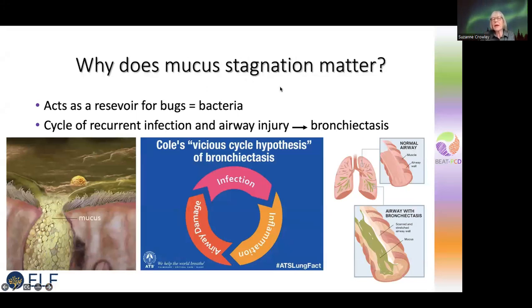Now, the reason why stagnation or pooling of mucus in the airways matters is because it acts as a reservoir for bugs or bacteria and causes recurrent infection.